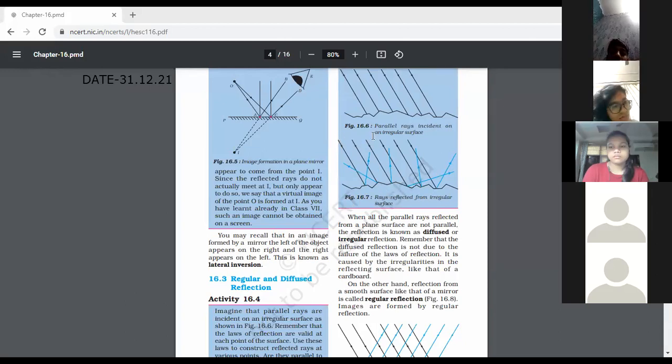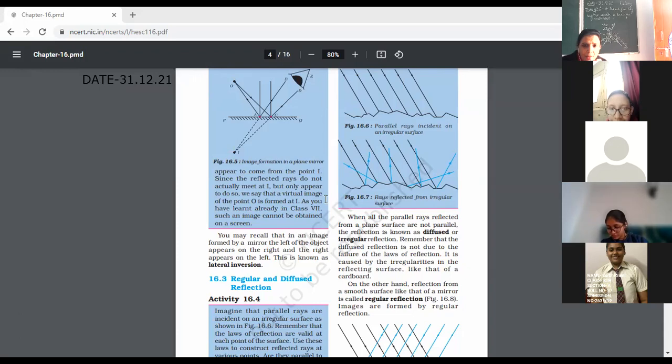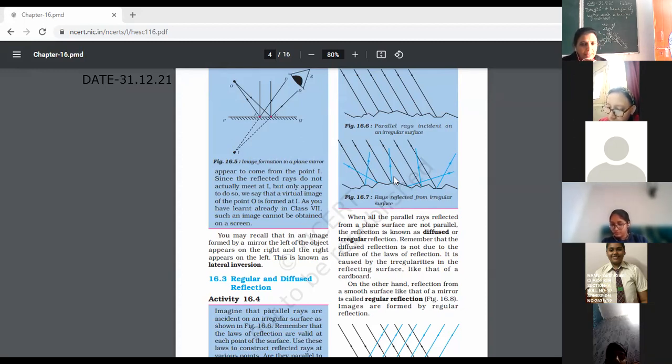The black colored rays are coming from the source of light, any source of light. When these rays fall on the rough surface, what happens to them? The rays go in different directions. Look, the blue colored rays go in different directions, some here, some there. Why are they going in different directions? Because the surface is what type of surface? An irregular or rough surface. That's why after reflection, the light goes in different directions, not in a single direction. Am I clear? Such a reflection is known as diffused reflection, or we can say irregular reflection.